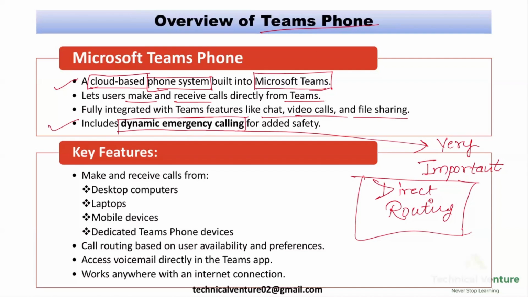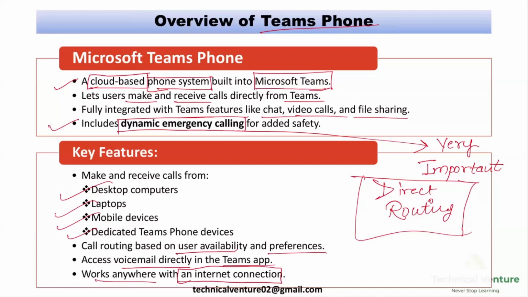These are mainly the key features. You can make and receive calls from desktop computers, laptops, mobile devices, and dedicated Teams phone devices, and call routing is based on user availability and preference. You can access voicemail directly in the Teams application, and it works anywhere. You just need an internet connection, right?